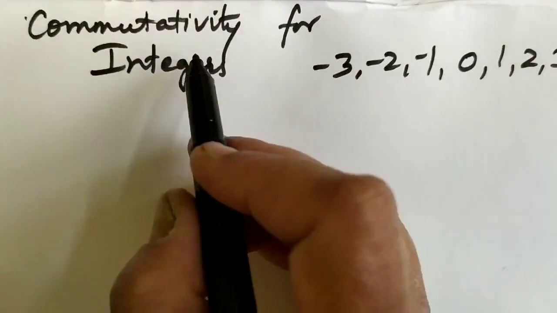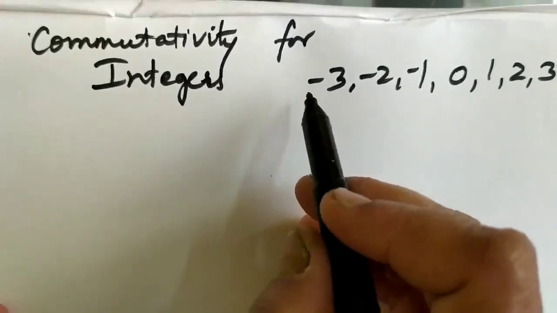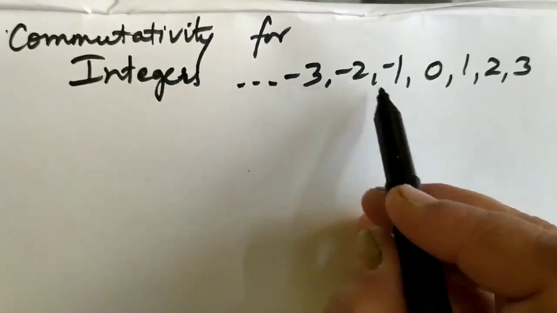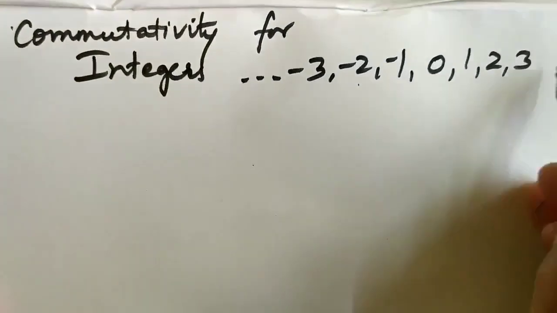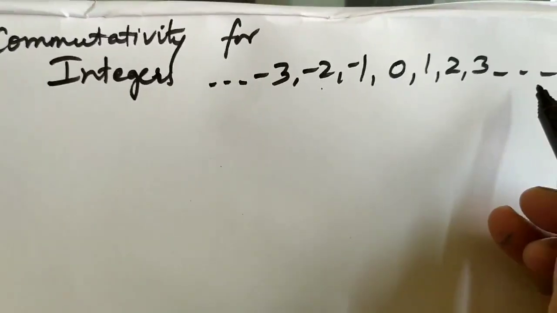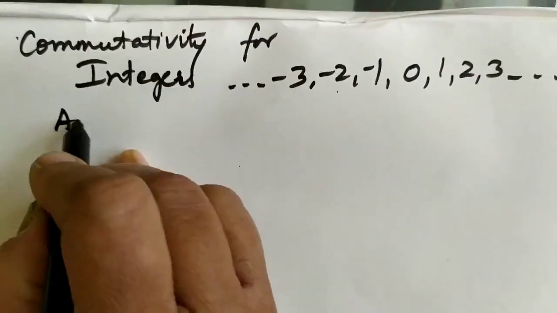Now let us study commutativity for integers. Integers are negative numbers, 0 and positive numbers. Negative and positive numbers are endless. Let us study for addition.